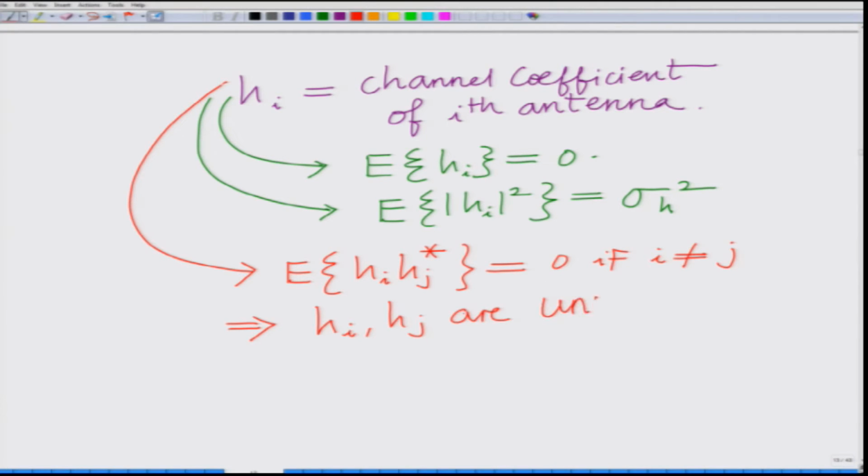Since the covariance is 0, these are uncorrelated random variables. Since the expected value of hi hj conjugate is 0, we can only say that these are uncorrelated. Because we are not assuming hi hj to be Gaussian, we cannot say that these are independent.